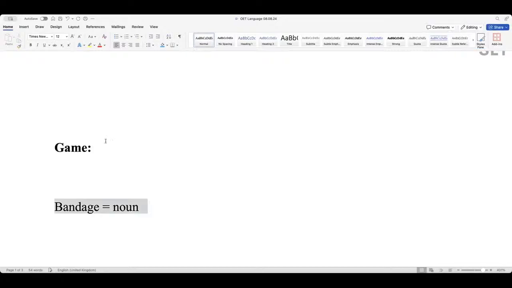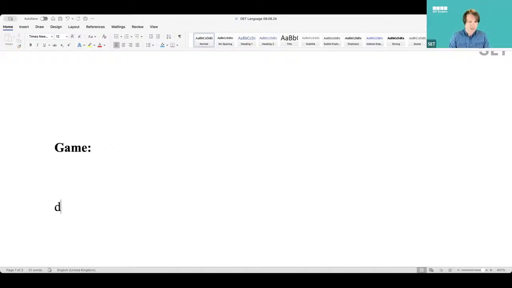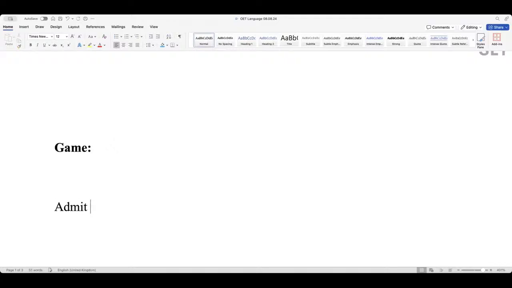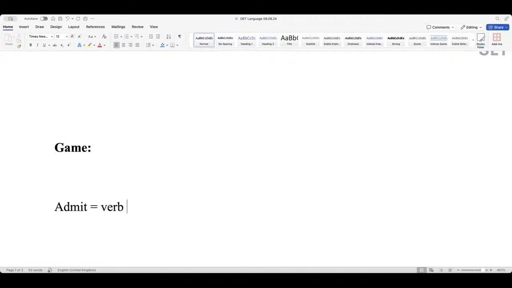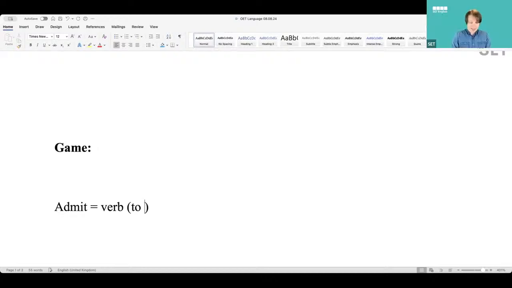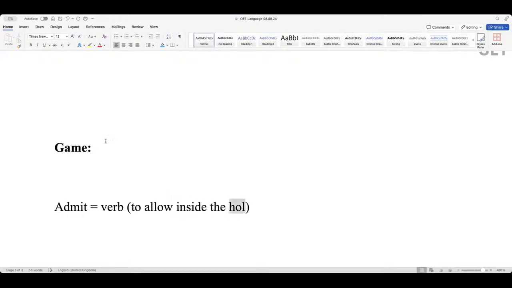Yeah. You put on the scar or the bleeding. Exactly. So this is the game, guys. Okay. So Enes very fast there. What about this, guys? Admit. Verb. Tasnim. So Enes first. Tasnim is second. Well done. This is a verb, right? What does it mean, Tasnim? Admit. It means to allow inside. Yeah. Usually the hospital.